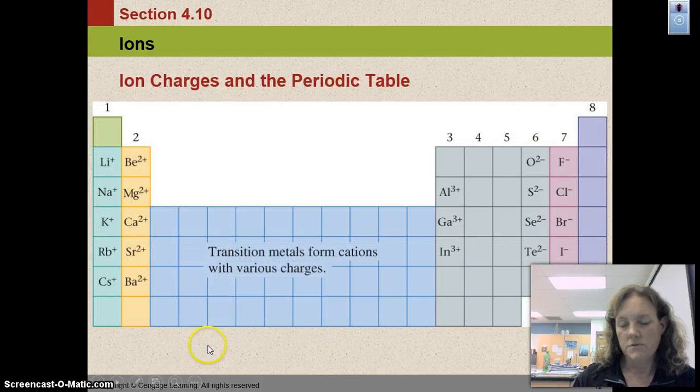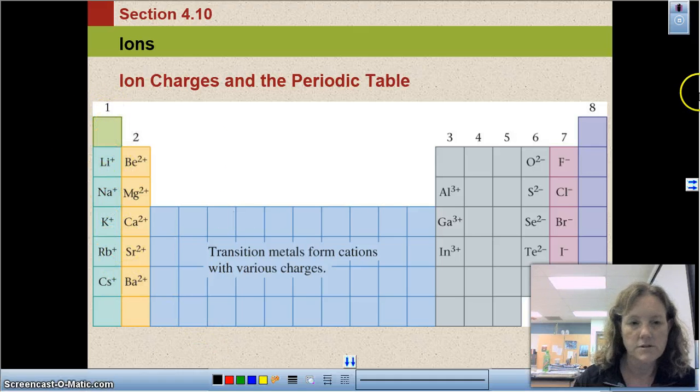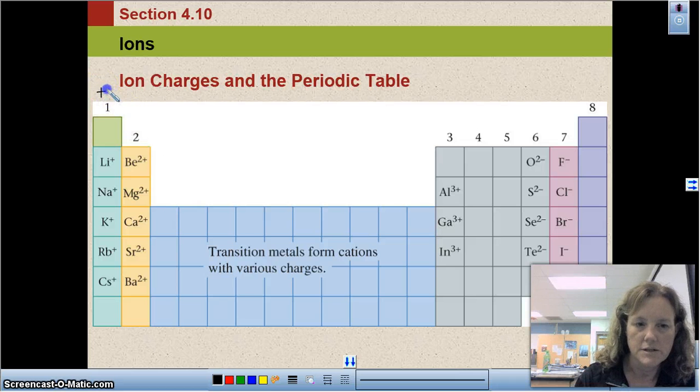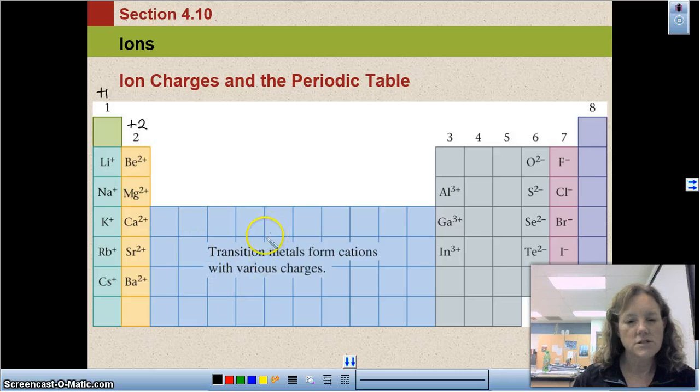This is a good chart from your textbook that shows this. So these form the plus 1s, and group 1 forms a plus 1. So what I would do on my periodic table is just write plus 1 here. These form a plus 2, so you write plus 2 here. Transition metals form various cations, so we don't worry about putting anything here.